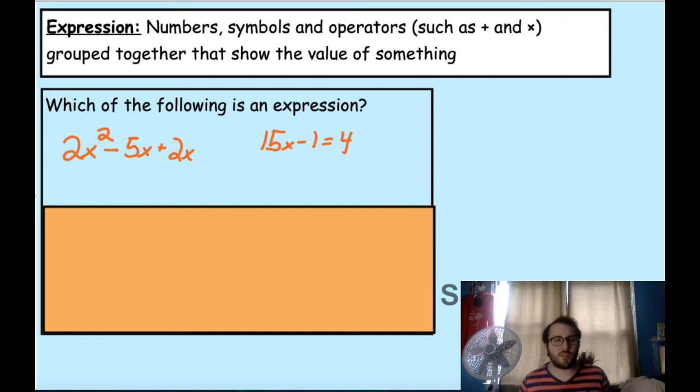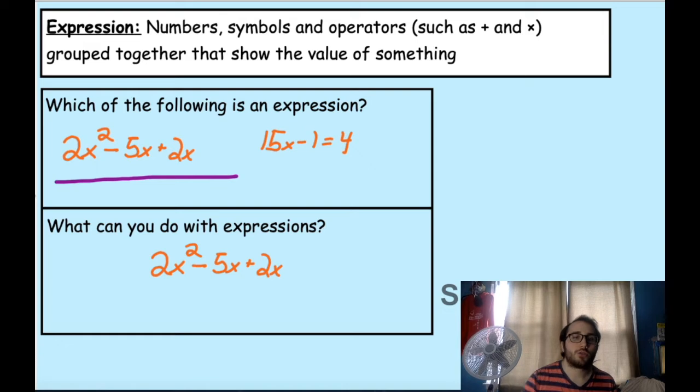So very quickly, which of the following is an expression? Hopefully you said that this one is an expression, because an expression is just numbers and symbols and operations that are grouped together that show the value of something. On the right, this is something different. It's an equation, but we'll get to that in a second.